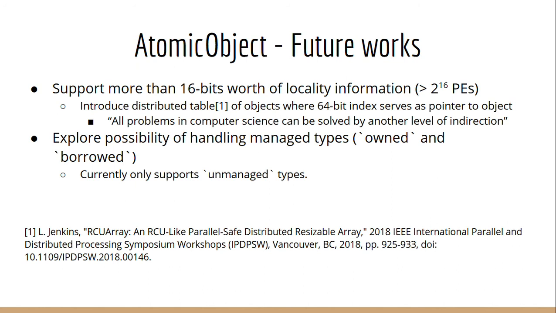Another shortcoming of the current implementation of atomic object is that currently only unmanaged class objects are supported, as shared type is already wrapped in a record and is larger than 64 bits. Owned type is statically managed and cannot be tracked without significant rework to the type, and borrowed types are explicitly tracked by the compiler, making it difficult to track without some significant rework. Another planned future work as a result is to explore the possibility of handling managed types, specifically owned and borrowed.